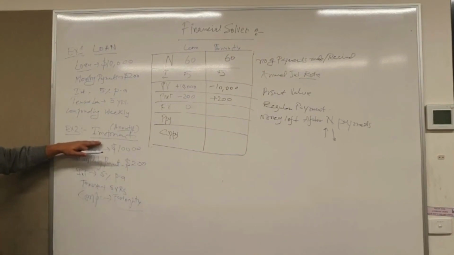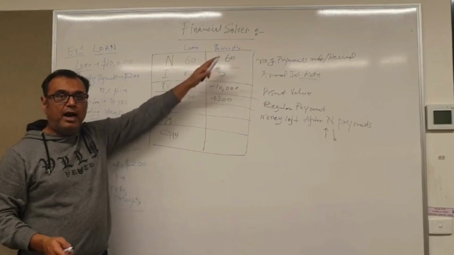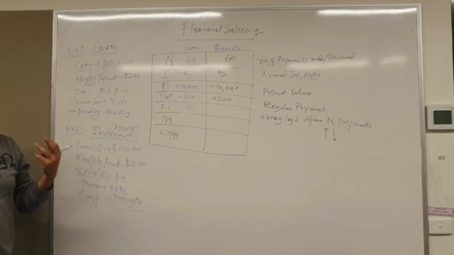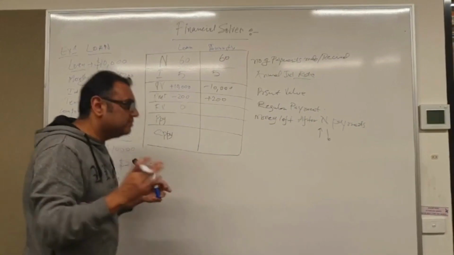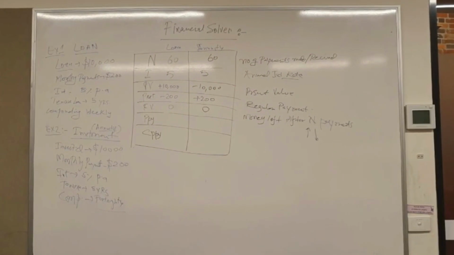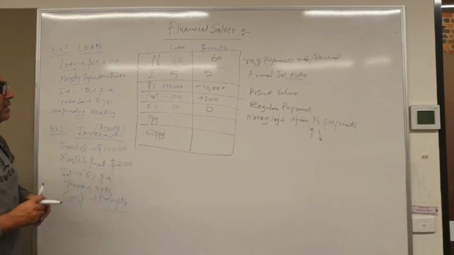For the annuity, after 60 payments have been done, how much is still left to be received? I need to hear it out. 0. 0? Right? This is where it becomes a bit more interesting.